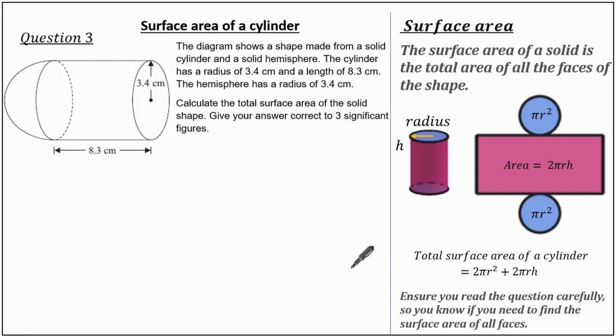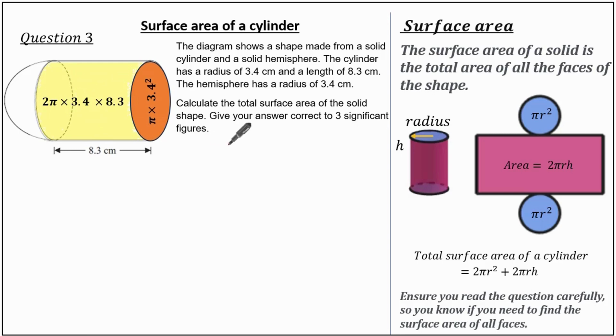So let's label what we know. Well, we have a circular face here, so we know it's pi times our radius squared. We know the radius is our 3.4 centimeters, so it's pi times 3.4 squared. We also have a curved surface area of our cylinder. So, substituting what we know, 2 pi RH, we know the radius is 3.4 and the height is our 8.3. So the curved surface area of our cylinder is 2 pi times 3.4 times our 8.3.